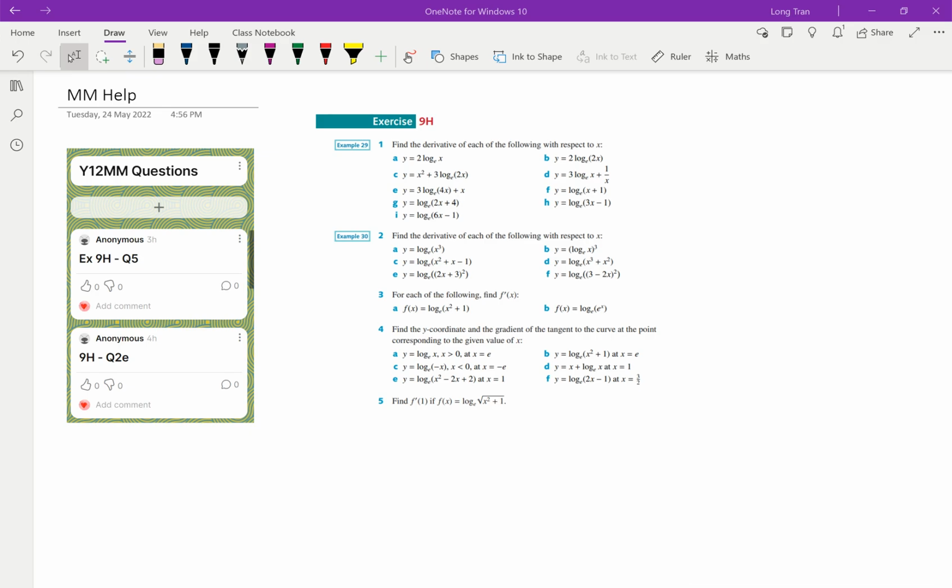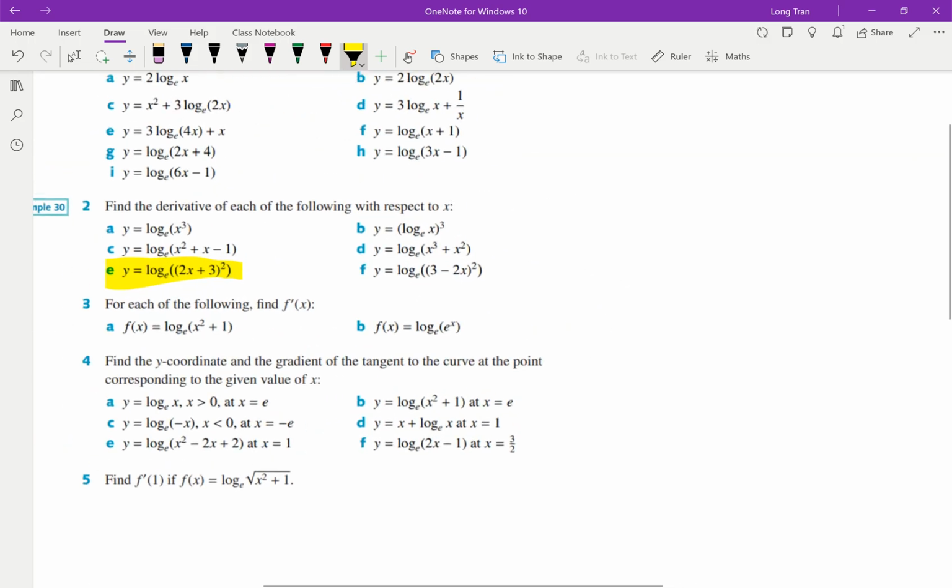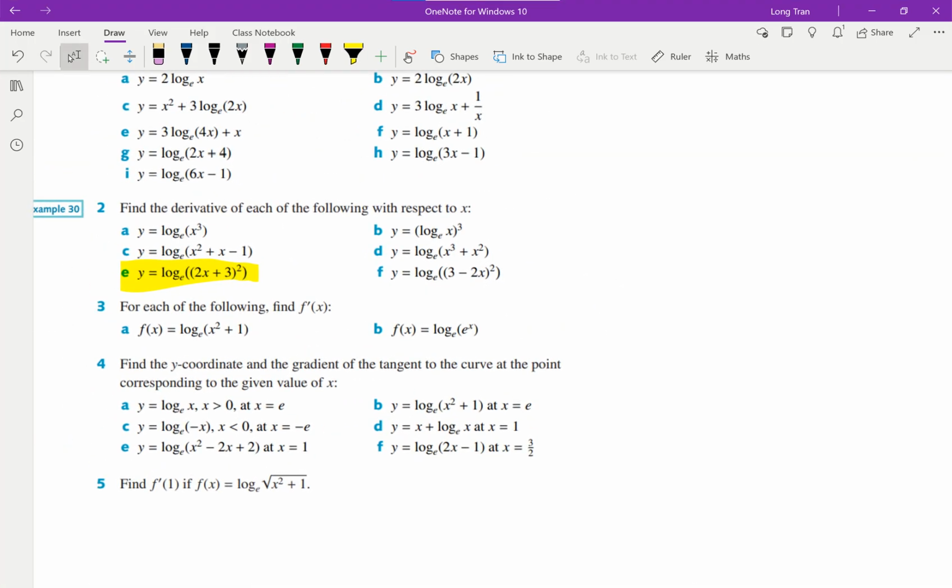Let's have a look here. Where is this? Question 2e. Find the derivative. Oh, okay, cool. So 2e. I'm just going to copy this question across. Let's do it over here.